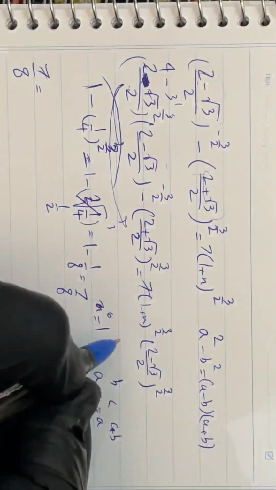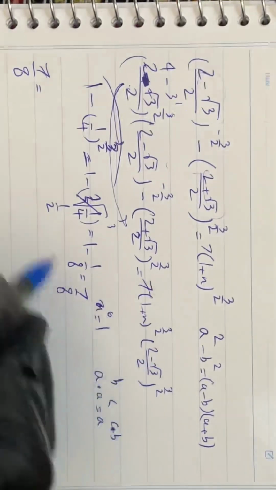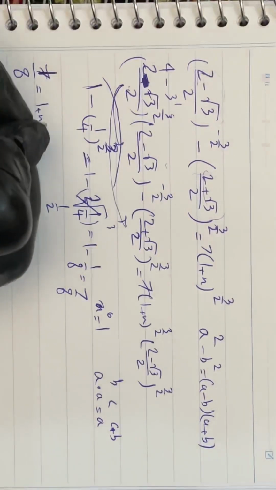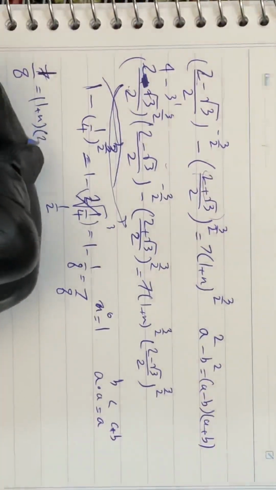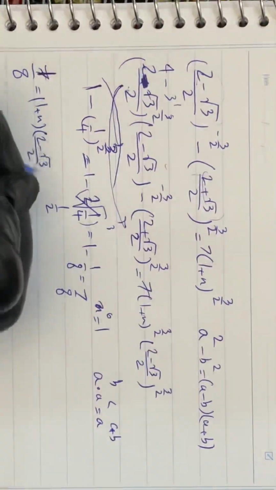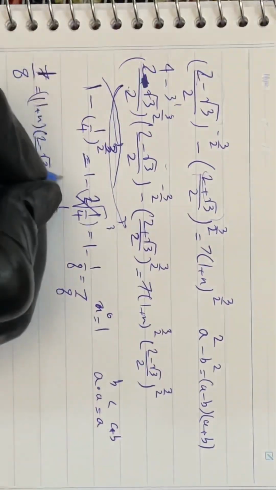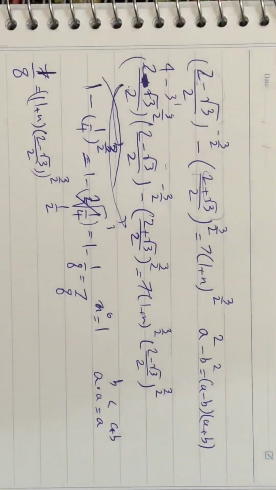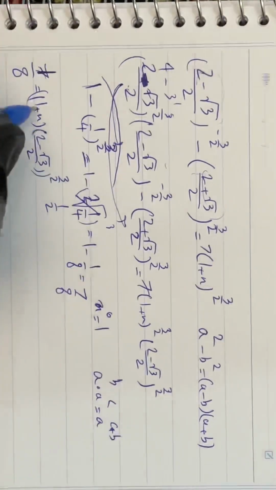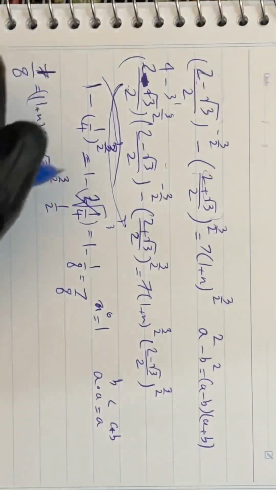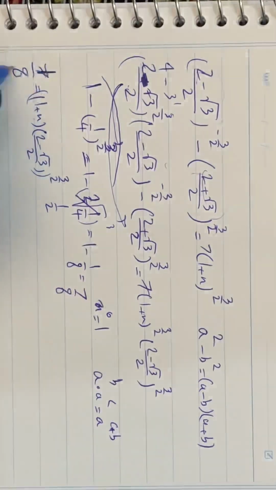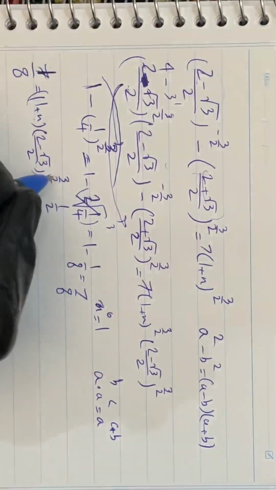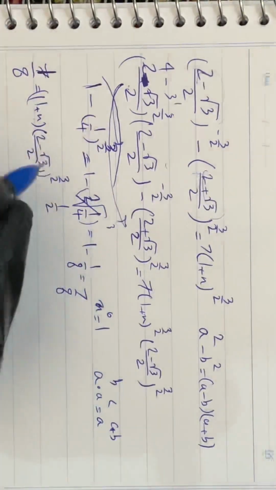We have the same exponents but different bases, so we just multiply the bases. This would be 1 plus x multiplied by 2 minus radical 3 over 2, this whole to the power of 3 over 2. Here, please pay attention. We're going to get rid of this exponent, because we have a 1 over 8, and it's pretty simple and sweet to work with these exponents.